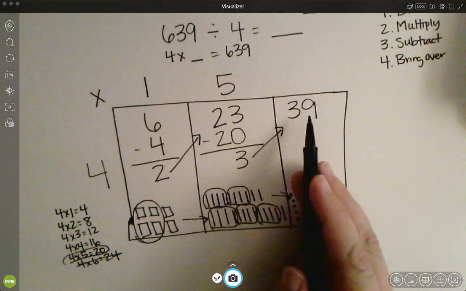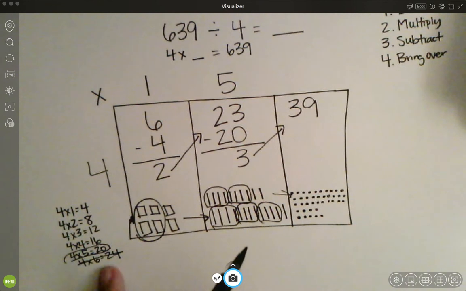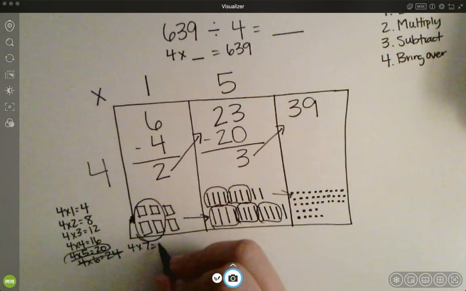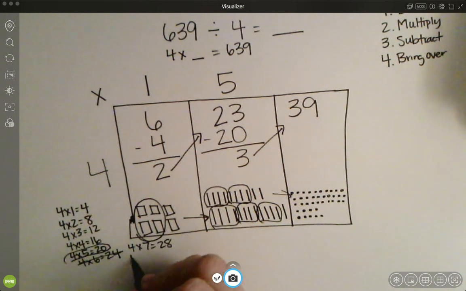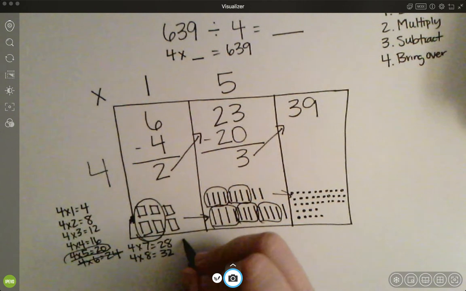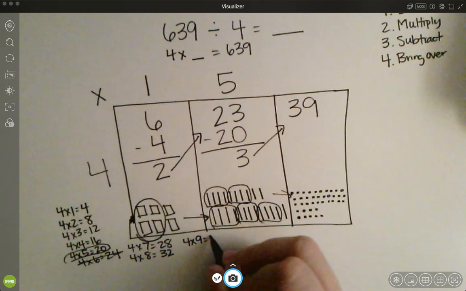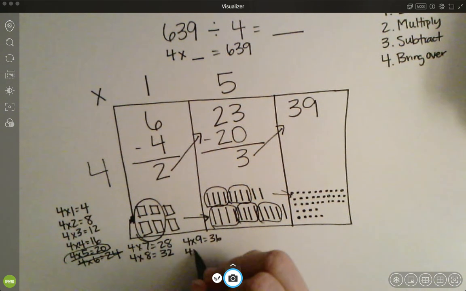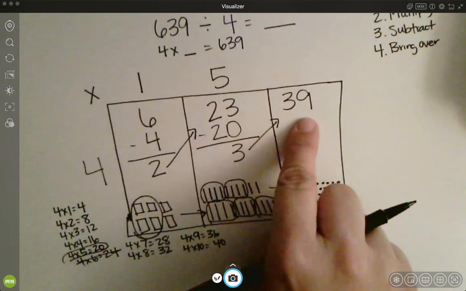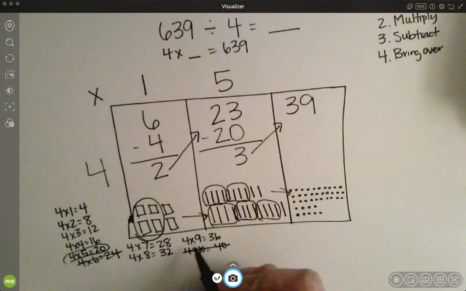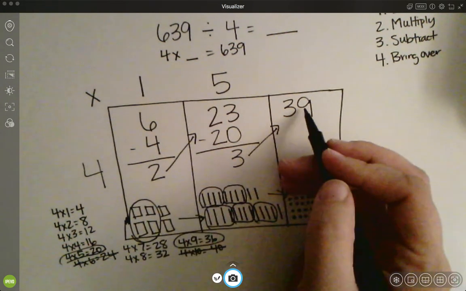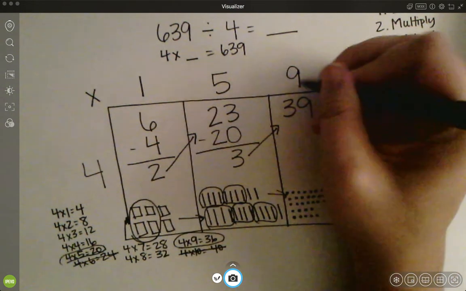And now 39 divided by 4. And if I keep going with my facts over here, I see 4 times 7 is 28. 4 times 8 would be 32. 4 times 9 would be 36. 4 times 10 would be 40. I don't have 40, I only have 39, so 10 would be too much. I should be able to do 9 groups of 4s. So 39 divided by 4 would be 9.